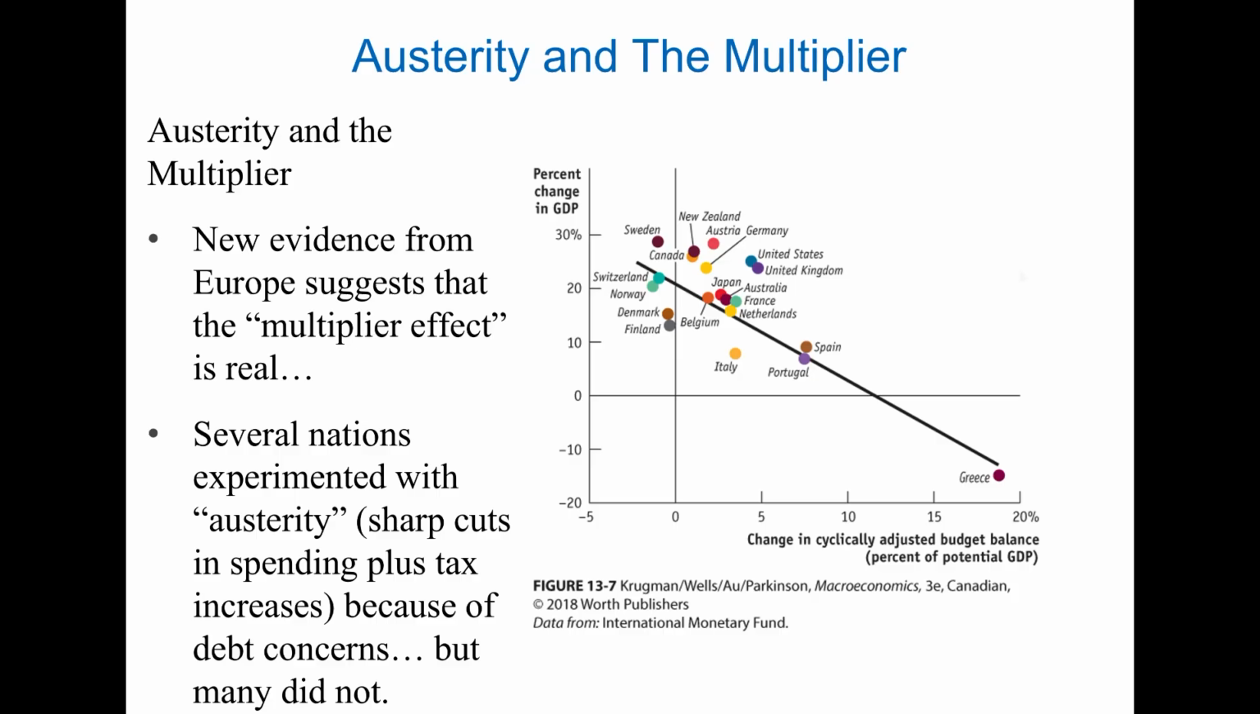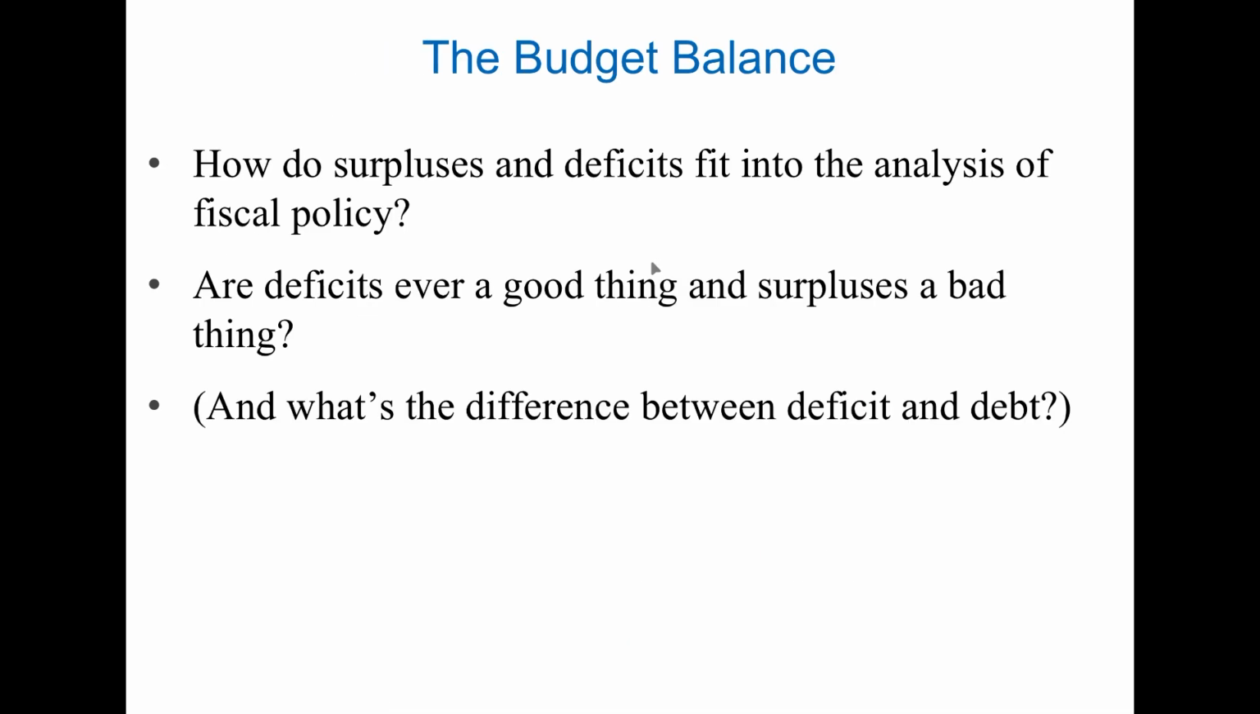but some did not. So we see that there is a percentage change in GDP, and there is a cyclical adjusted budget. We see that these countries are clustered over here. So the budget balance: how do surpluses and deficits fit into the analysis of fiscal policy? Are deficits ever a good thing and a surplus a bad thing? And what is the difference between deficit and debt? That's what we talk about in this portion of this chapter.